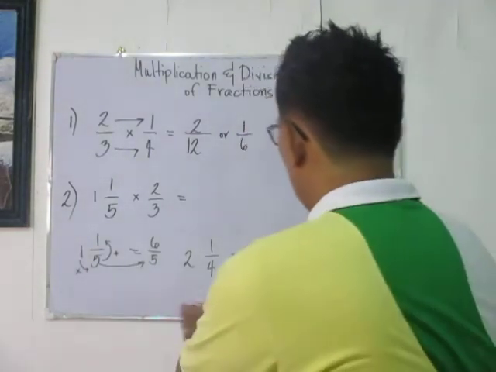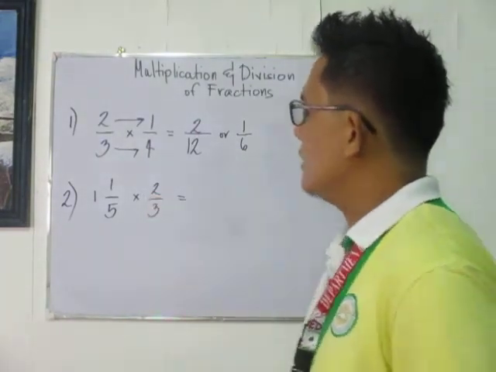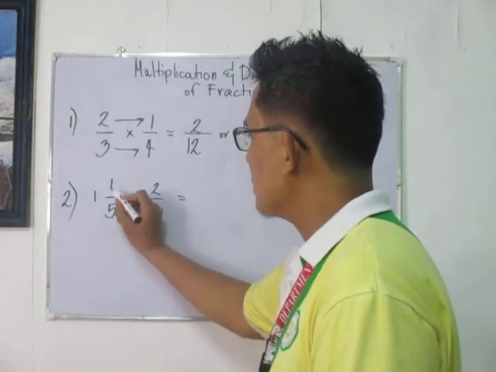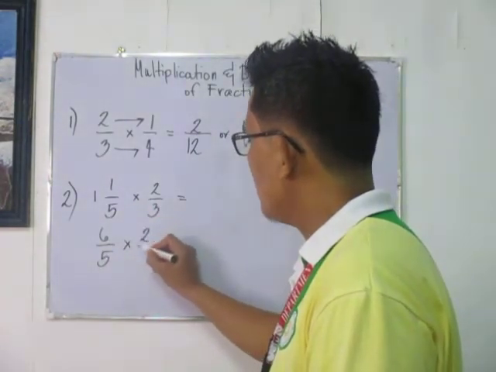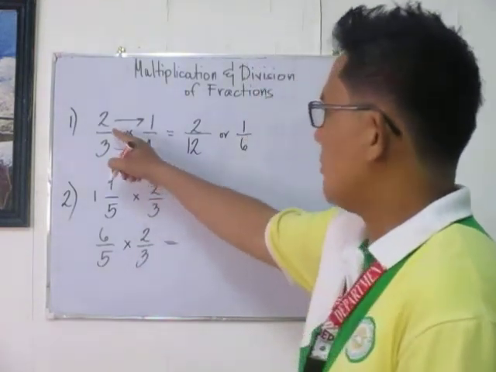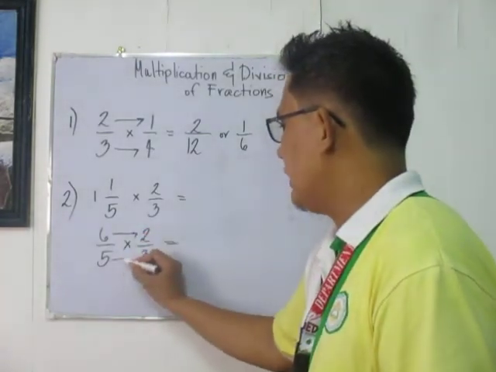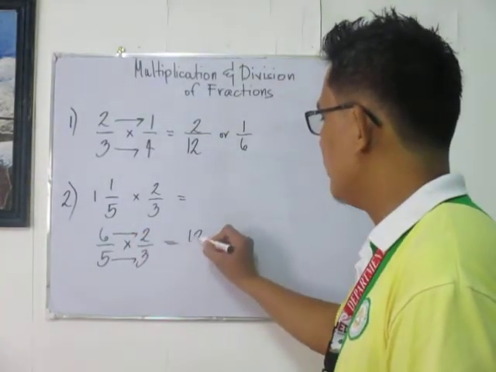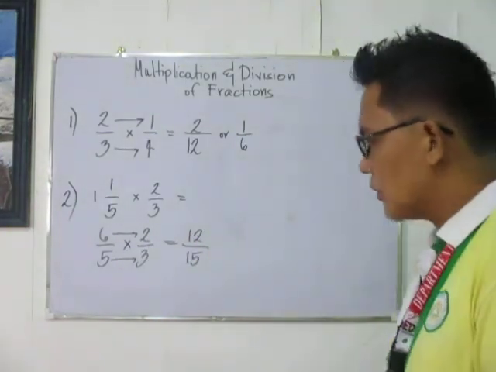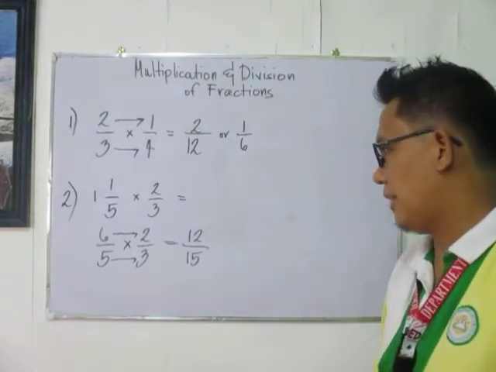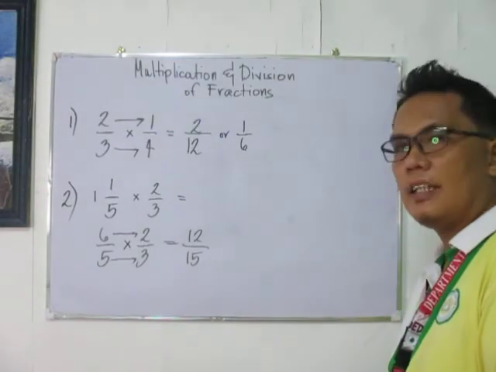So back to our problem. We have 1 and 1/5 times 2/3. So change this: 1 times 5 is 5, plus 1 is 6, over 5, then times our 2/3. Similar to our problem number 1, multiply numerators and denominators. 6 times 2 is 12, 5 times 3 is 15. Then if you have your product, always think of a number that can be divided into both our numerator and denominator. And if there is, always divide by that number.